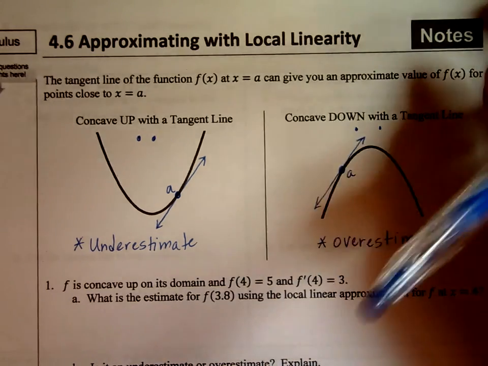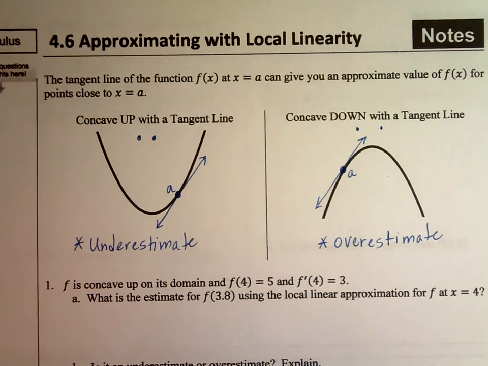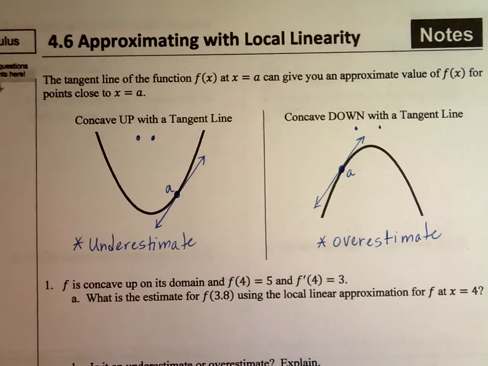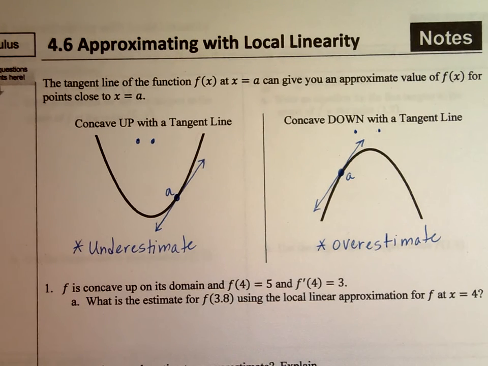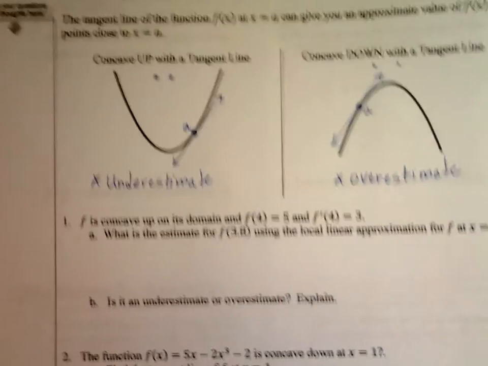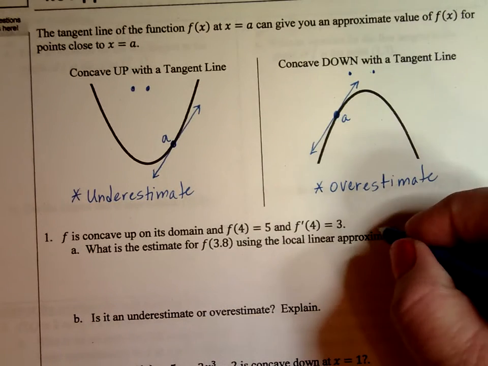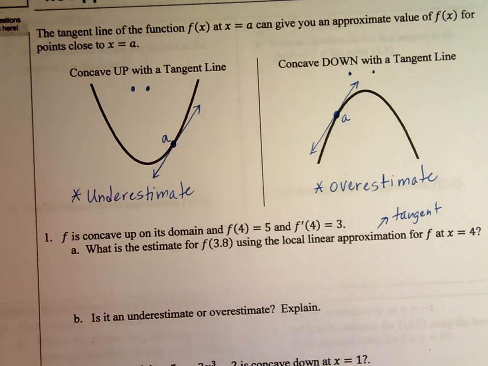All right, number one. F is concave up on its domain. F of 4 is 5. F prime of 4 is 3. What's the estimate for 3.8 using local linear approximation? Now, when you see these words, local linear approximation, it's a code word for tangent. Find me the tangent line. And you say, I can do that. I've been doing that for a long time now.